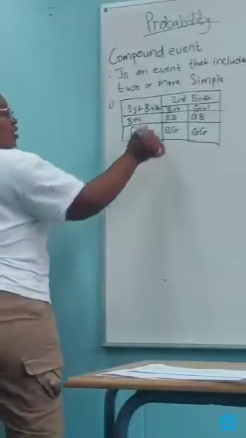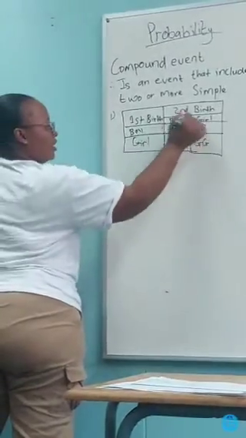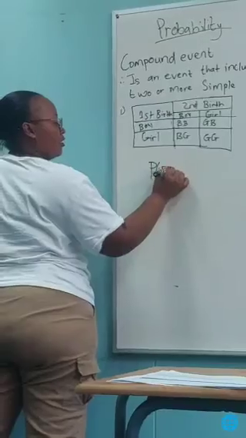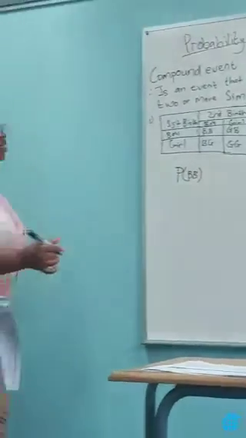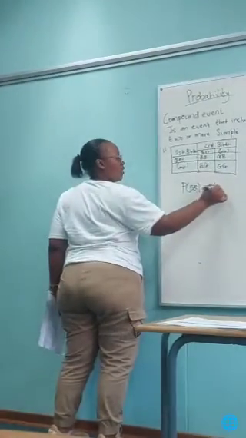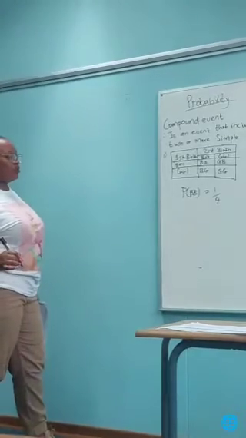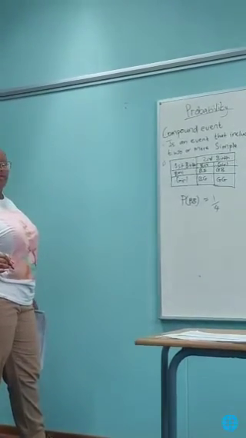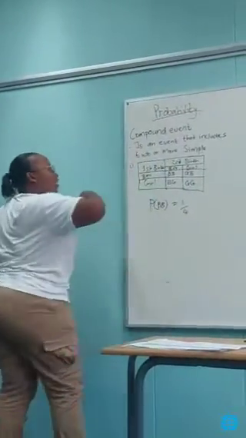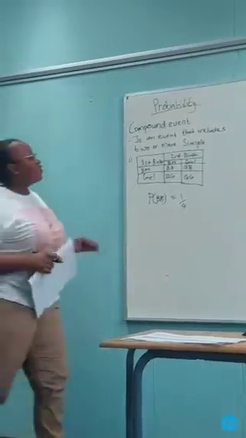So, looking at this data here, the probability of having two boys after each other will be written as 1 over 4. Yes, ma'am, 1/4. This is how you calculate the probability of a compound event in grade 9.